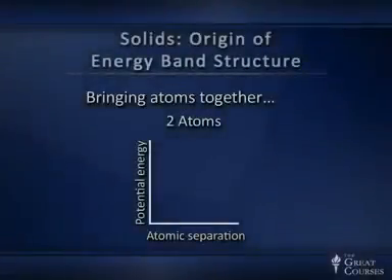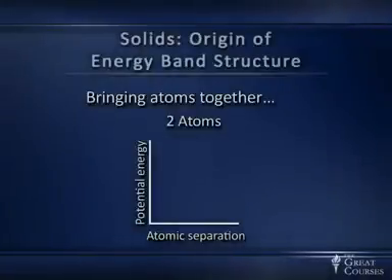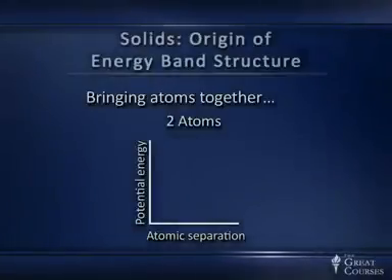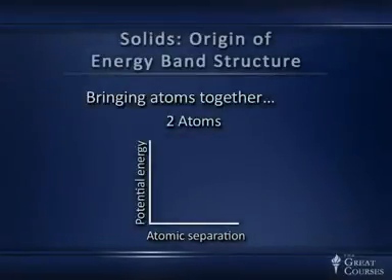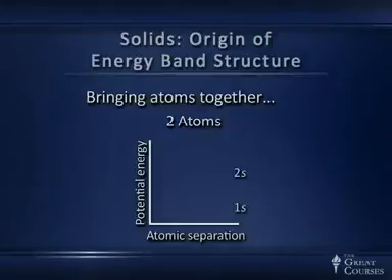So let's consider what happens when we bring atoms together. We start with 2 atoms, and they're initially completely separated. So in this diagram, the horizontal axis is molecular separation. And way off at the right, you see these 2 different states of the atoms.